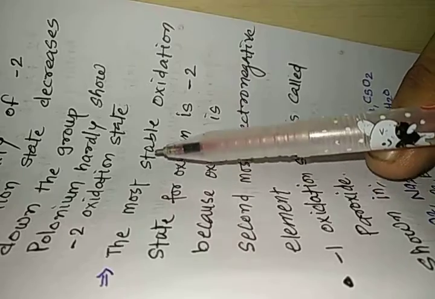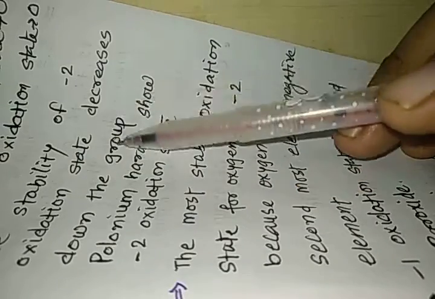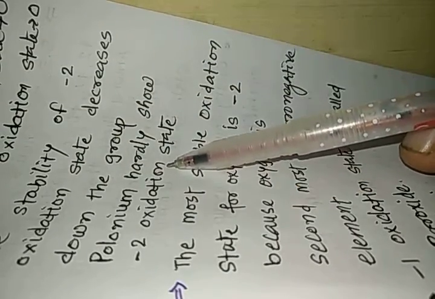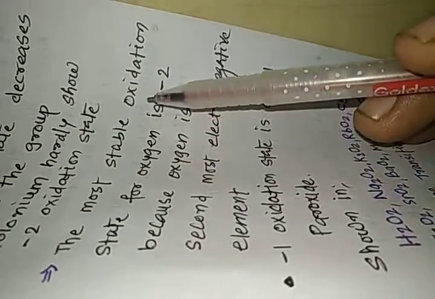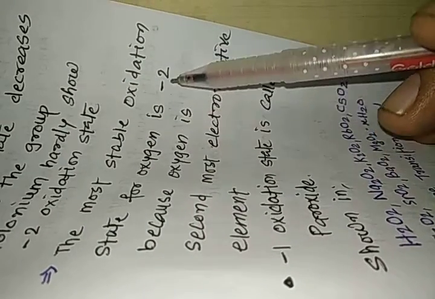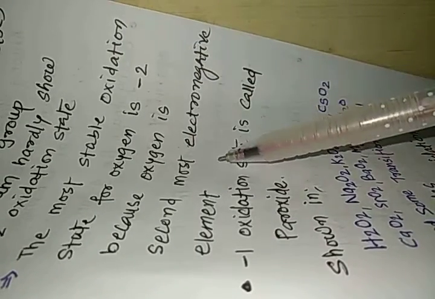Hello dear students, we are studying the variations in oxidation states. We have seen that the stability of -2 oxidation states decreases down the group, and for oxygen -2 is the most stable oxidation state, because oxygen is the second most electronegative element.